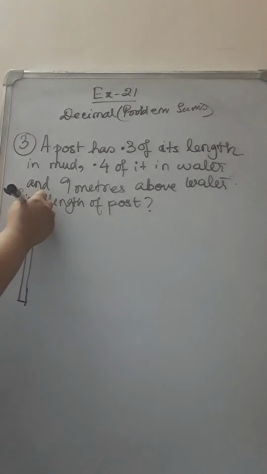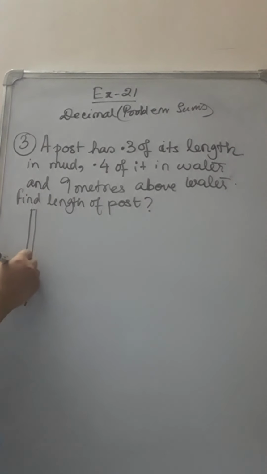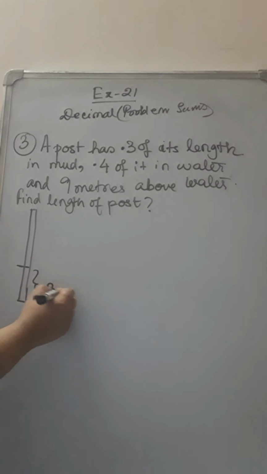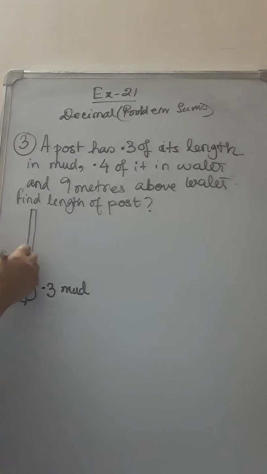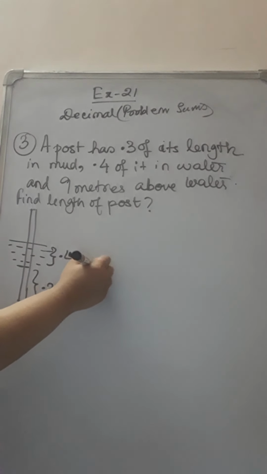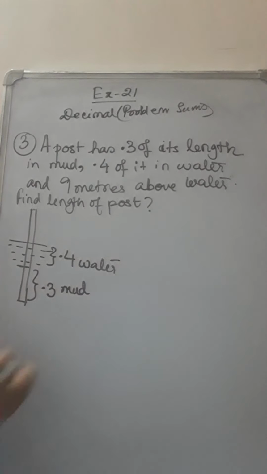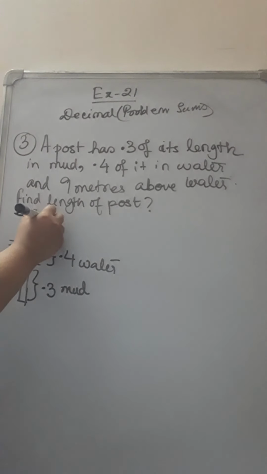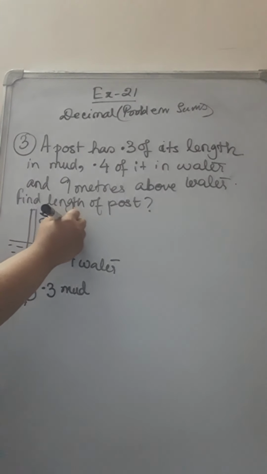So this 0.3 of its length is inside mud and 0.4 is inside water. This is given to you, and the remaining, which is lying outside mud and water, the measurement is given as 9 meters.